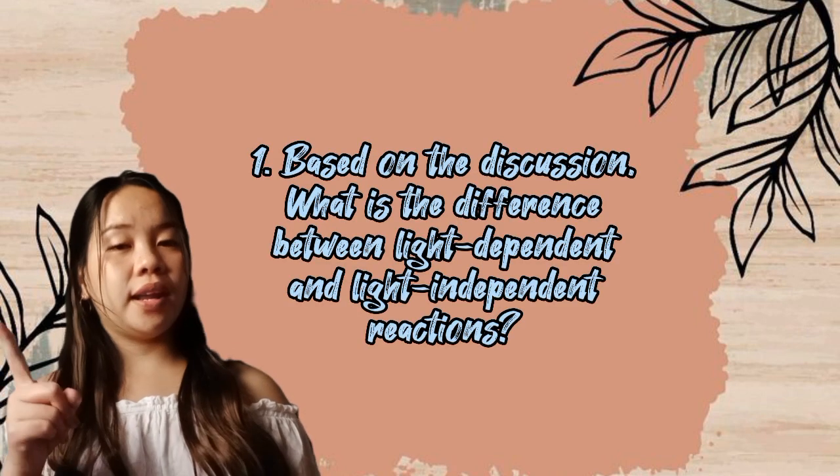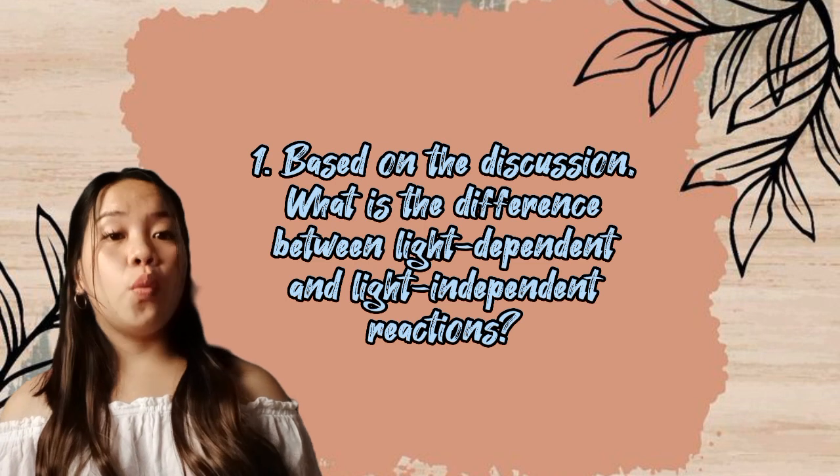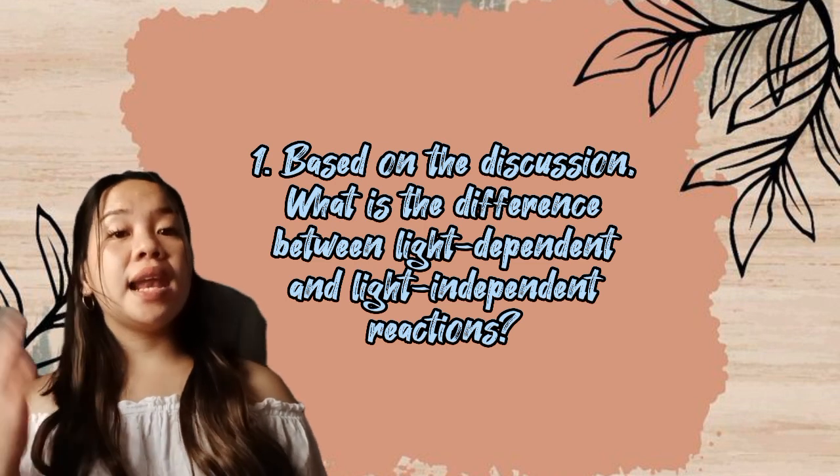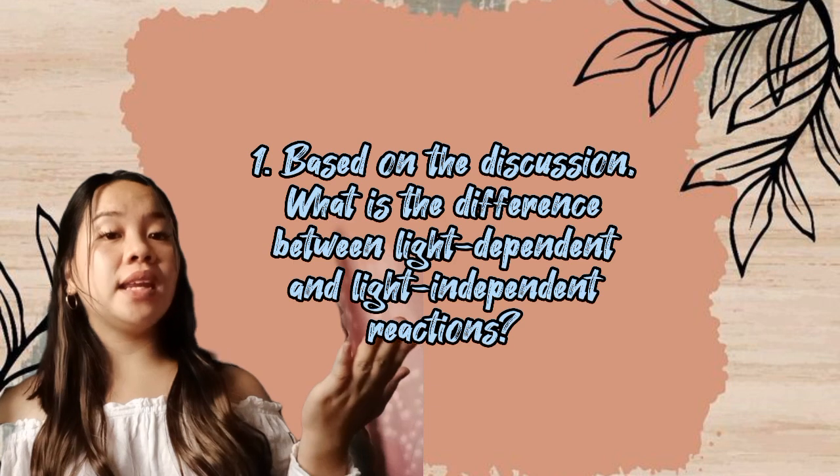And now, let's proceed to Lesson 6. Number 1. Based on the discussion, what is the difference between light-dependent and light-independent reaction? Photosynthesis takes place in two sequential stages, the light-dependent reaction and the light-independent reaction. In the light-dependent reaction, energy from sunlight is absorbed by chlorophyll and that energy is converted into stored chemical energy.